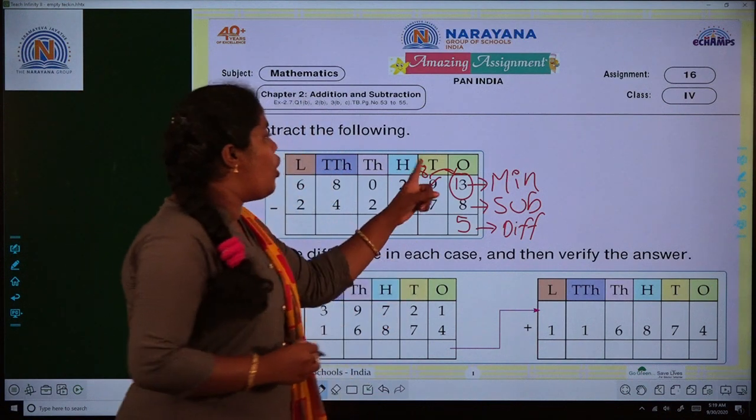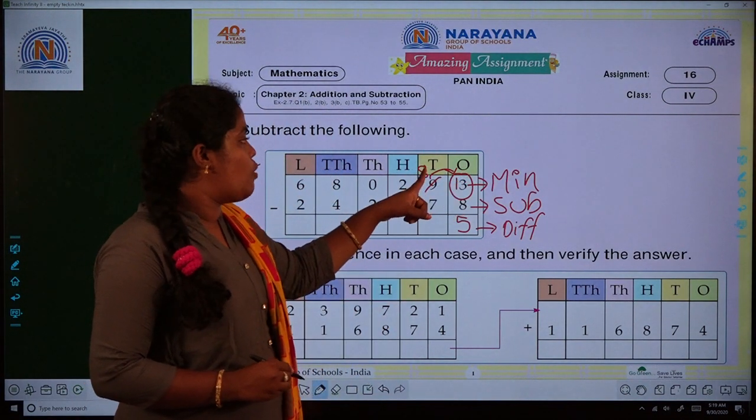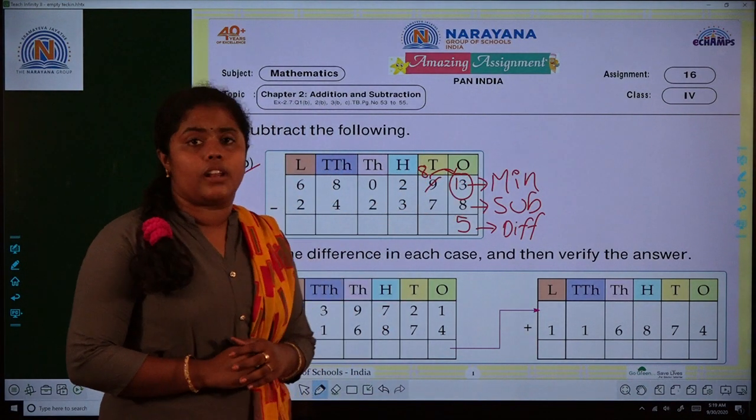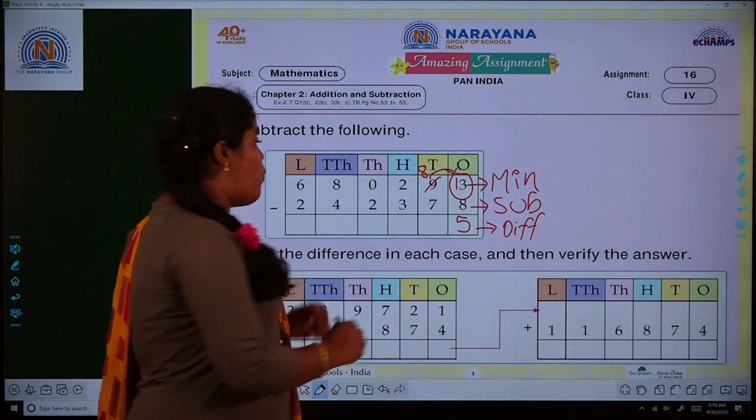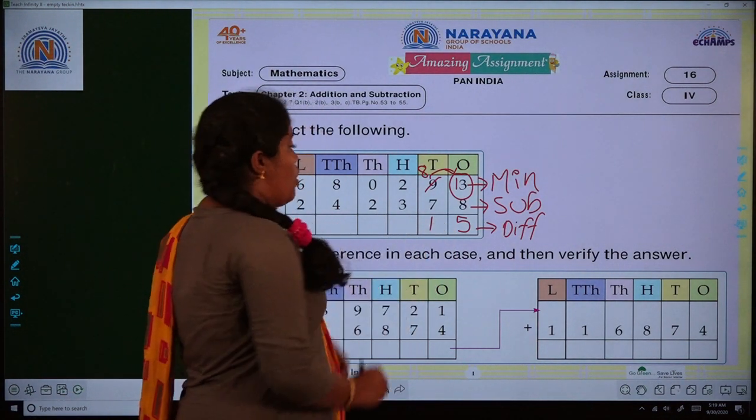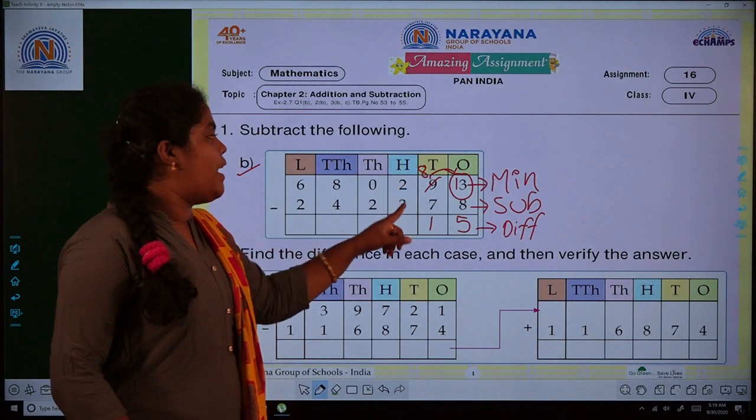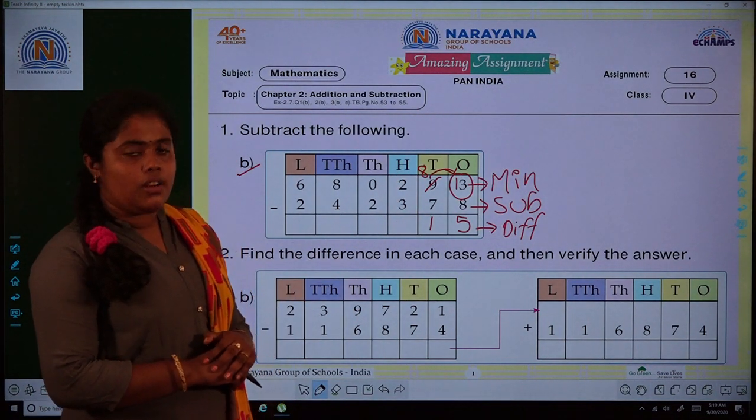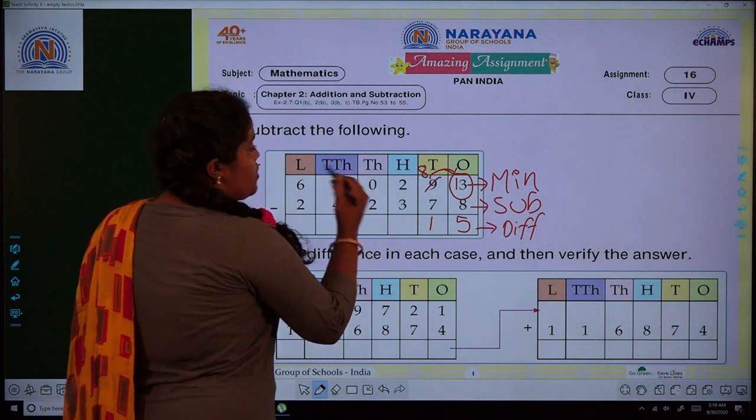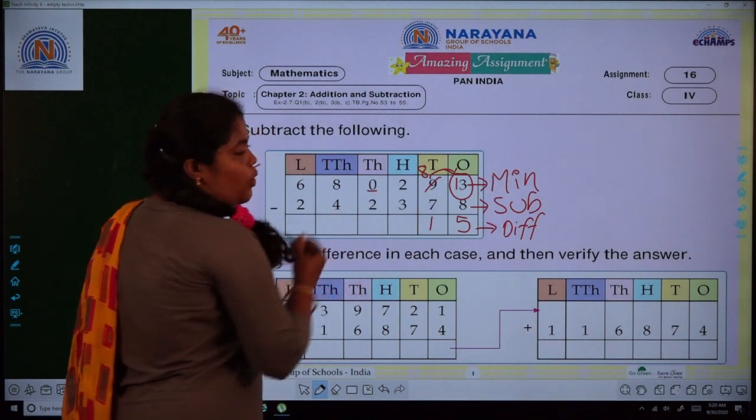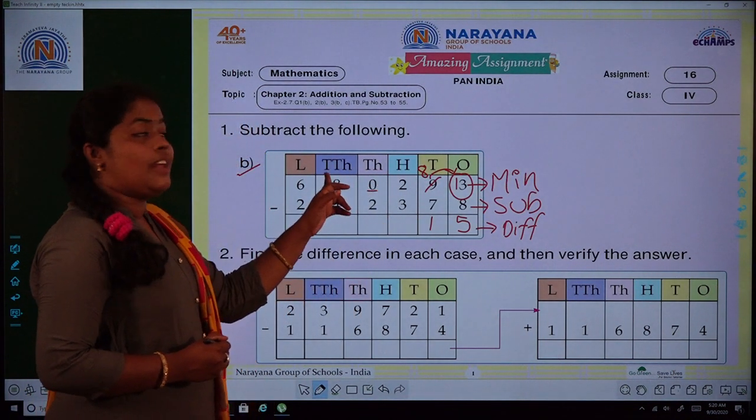And next, moving on to the tens place. Ones place completed. So moving on to the tens place. 8 minus 7 is 1. Next, moving on to the hundreds place. 2 minus 3. Is it possible to do the subtraction? No. So take the help of the thousands place. But here also 0 is there. So take the next place value.